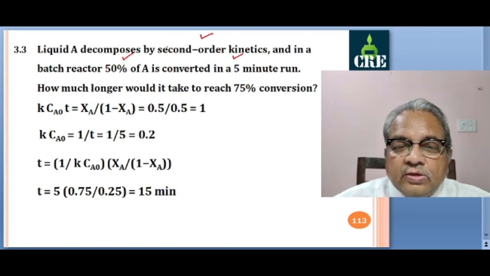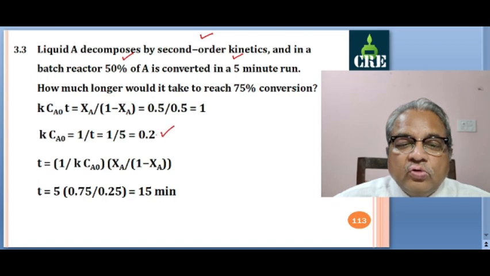Now instead of first order, you are finding out for second order kinetics. So integrated form, we know k C_A0 t is equal to X_A by 1 minus X_A. So k C_A0 t, X_A is 0.5, 1 minus X_A is 0.5, k C_A0 t is 1. That means k C_A0 is equal to 1 by t. t is 5 minutes. So for 50%, t is 5 minutes, 1 by 5. So k C_A0 value we find out, and that is 0.2.